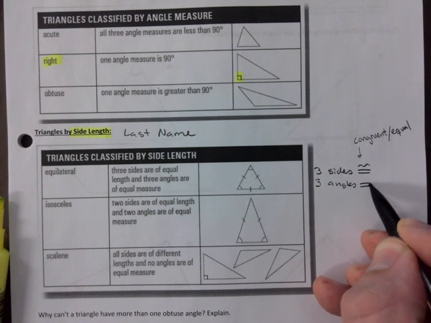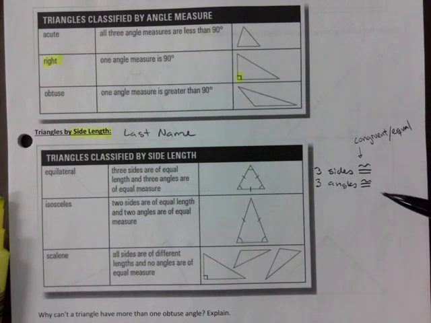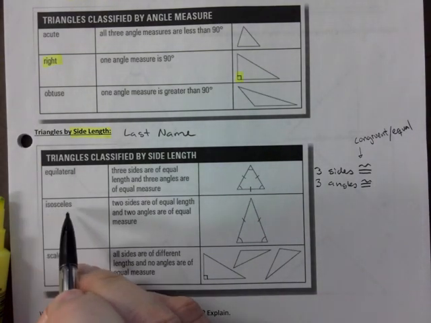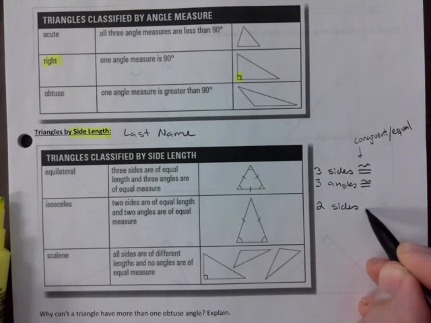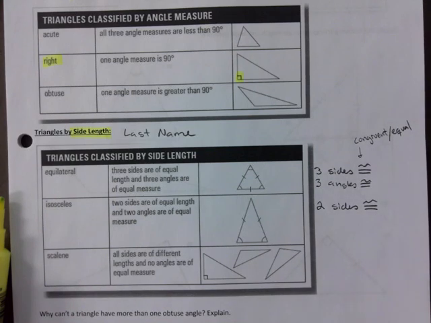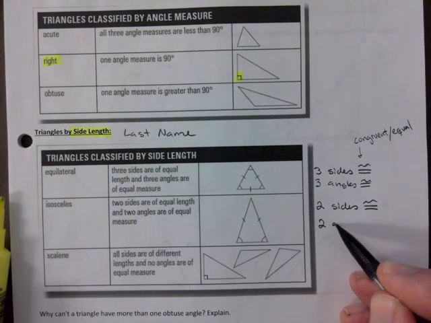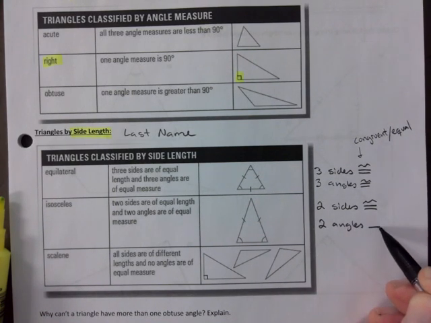And I want you to look at the pattern here. If all three sides are the same, then all three angles will be the same. Okay? I can tell you, hey, I have a triangle where all three angles are the same. You should be thinking, I also know all three sides are the same, and vice versa. Okay? Isosceles, you guessed it, two sides that are congruent, and therefore two angles that are congruent.